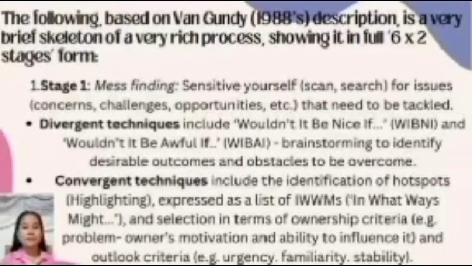The next step is to use convergent techniques to narrow down our ideas. We can do this by identifying hotspots or areas to focus, expressed as a list of "In what ways might," or IWWM. So, for a recycling example, we might generate IWWM like, in what ways might we incentivize businesses to recycle more.